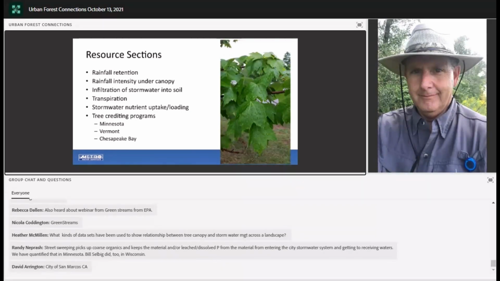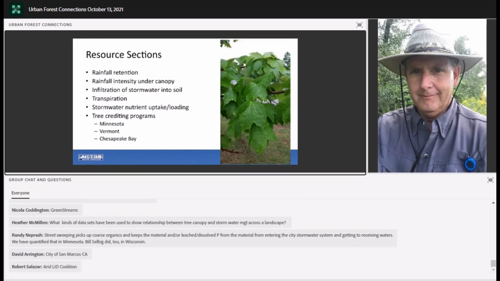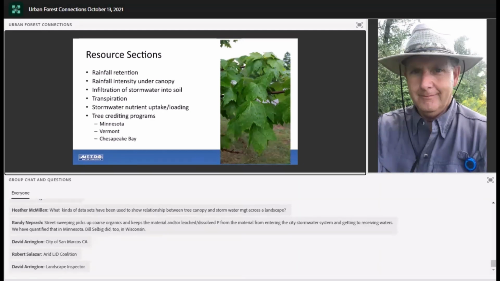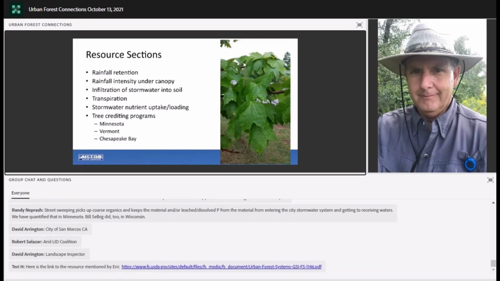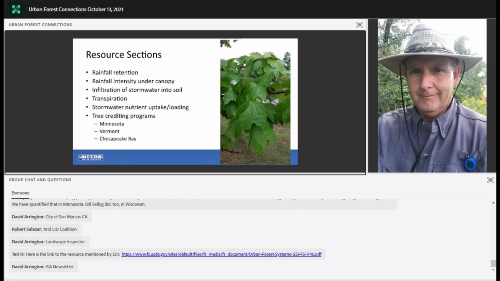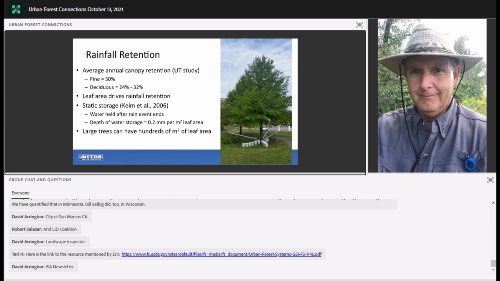I'm not going to get into all of the sections of this resource, but it does look at rainfall retention, intensity under canopy, rainfall intensity reduction, infiltration of stormwater into soils, and transpiration. We talk a little bit about stormwater nutrient uptake and loading. And then we have those tree crediting programs in Minnesota, Vermont, and the Chesapeake Bay watershed. But in this section we're just going to talk about retention, intensity reduction, and transpiration, and how we can use these rules of thumb, and how we're using them here in Nashville. So let's start with rainfall retention.